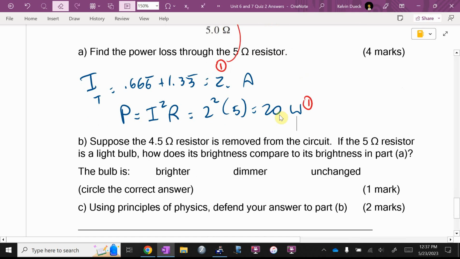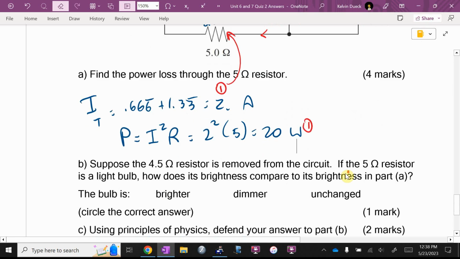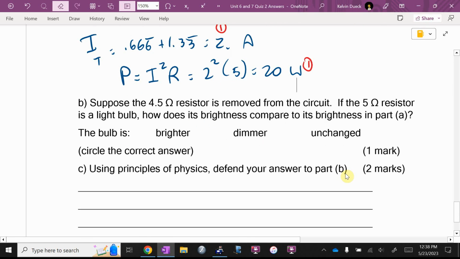Suppose the 4.5 ohm resistor is removed from the circuit. Okay, so we're basically going to chop off this whole arm. If the 5 ohm resistor is a light bulb, how does the brightness compare? When I talk about brightness, which circuitry concept am I talking about? Voltage, current, power, or resistance? Which one of those is brightness?